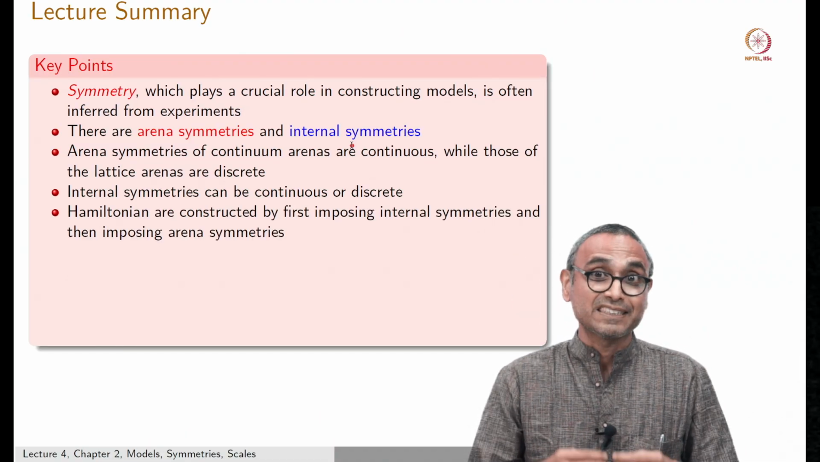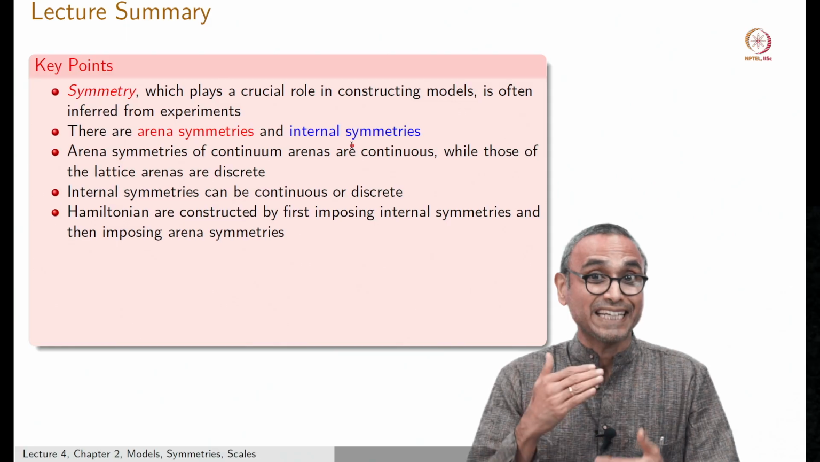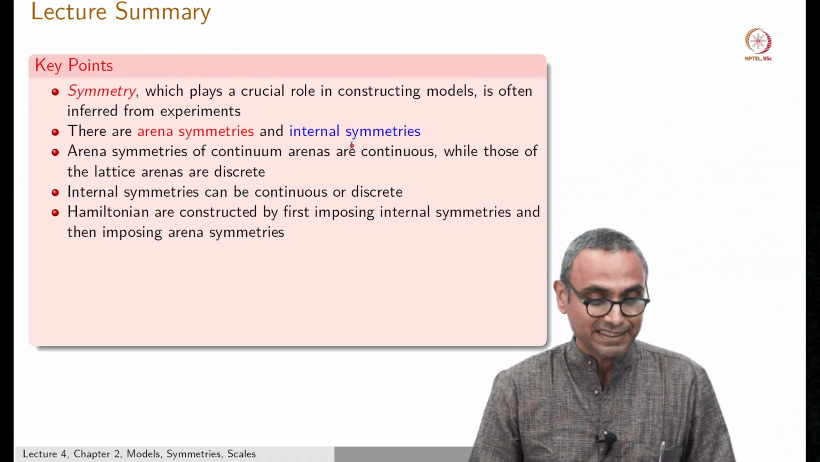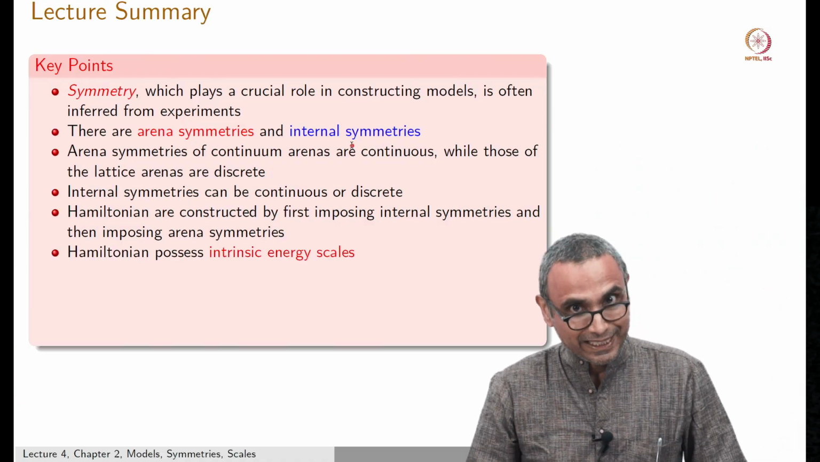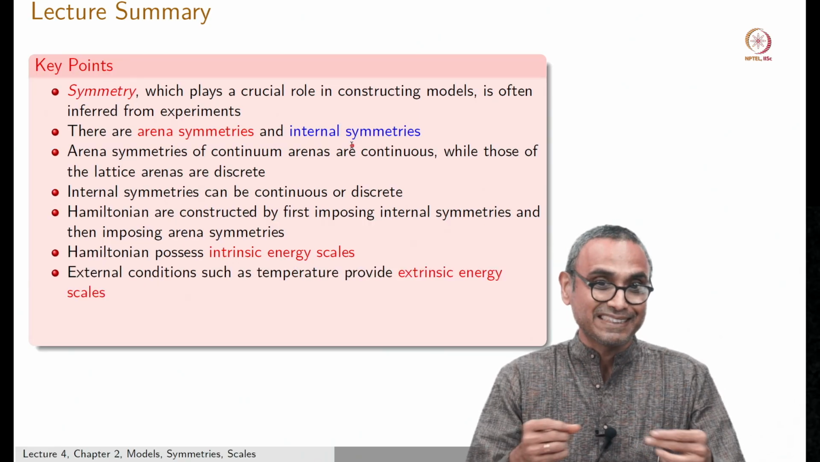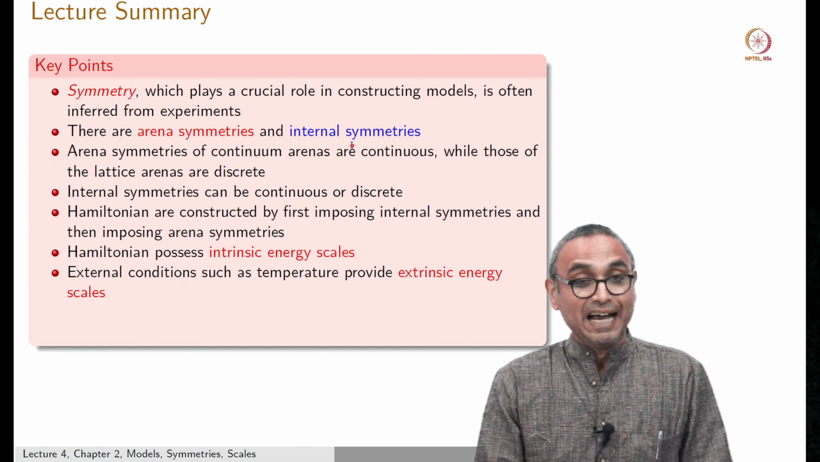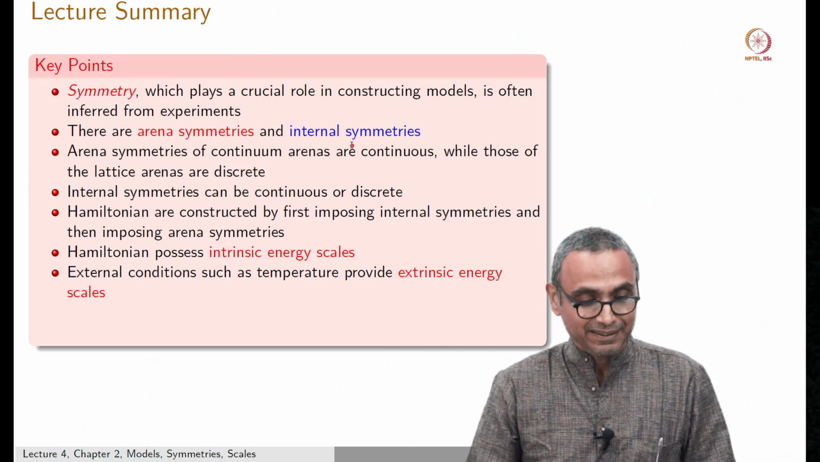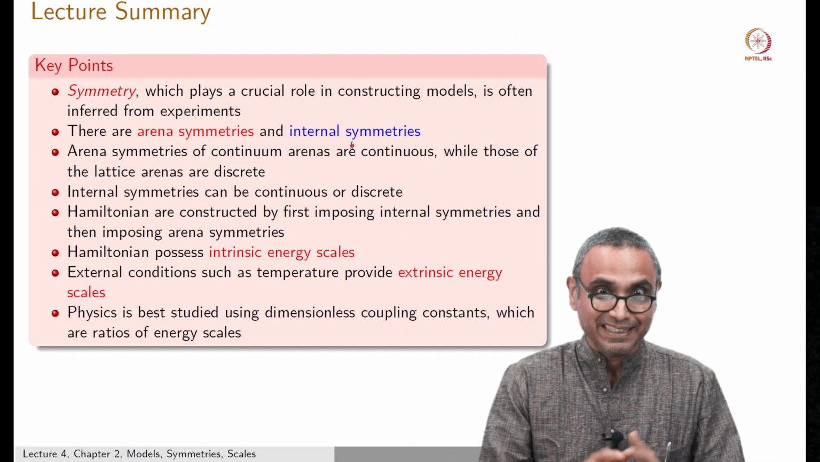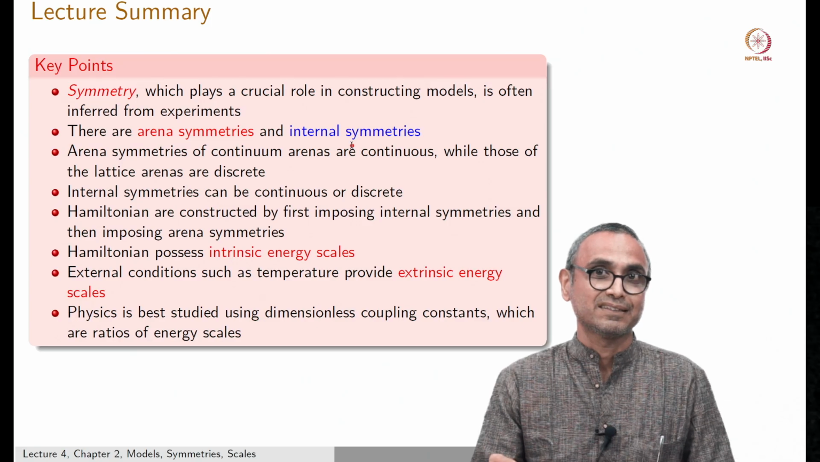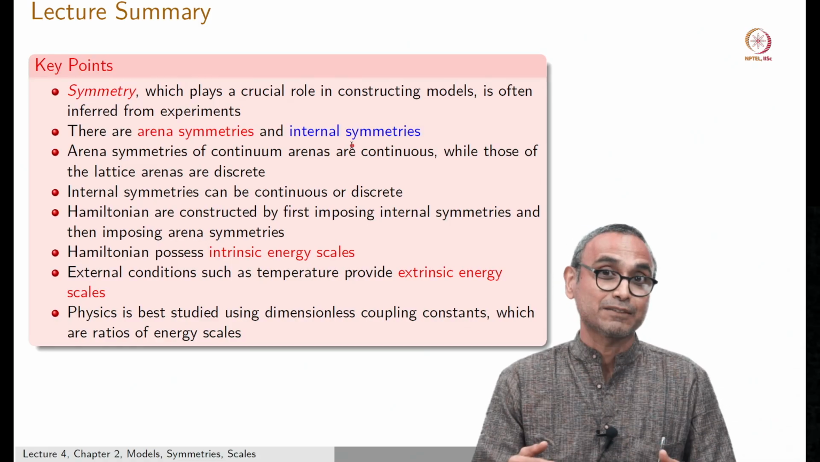And the Hamiltonian is constructed typically by first imposing the internal symmetries and then imposing arena symmetries to figure out what are the key scales in the problem. The Hamiltonian itself will possess many intrinsic energy scales, and the competition between these energy scales can give rise to phases. And the phases can also be influenced by extrinsic energy scales such as temperature, etc. And the main thing that we discovered by the study is that the overall phase diagram should be thought of in terms of some dimensionless coupling constants. This is what will simplify the problem both from the computational perspective as well as from the conceptual perspective.